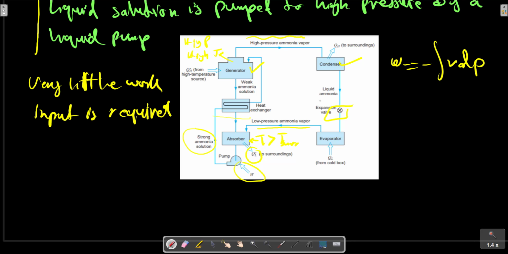However, a relatively high temperature source of heat must be available. There is more equipment in an absorption system than in a vapor compression system, and it can usually be economically justified only when a suitable source of heat is available that would otherwise be wasted.